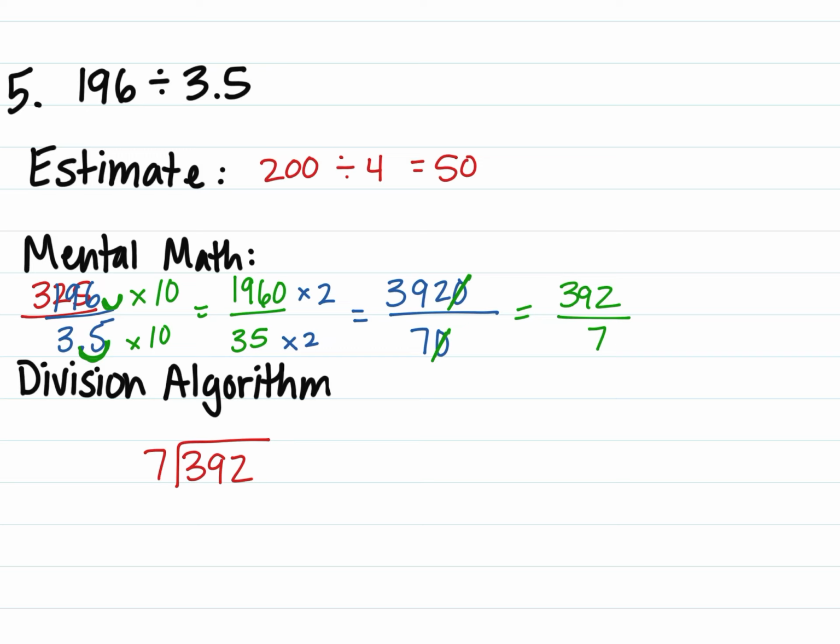7 fits into 39 5 times, which gives us 35. 9 minus 5 is 4, and 3 minus 3 is 0. Bring down the 2. 7 fits into 42 6 times exactly. So our answer is 56, and that is pretty close to our estimate.